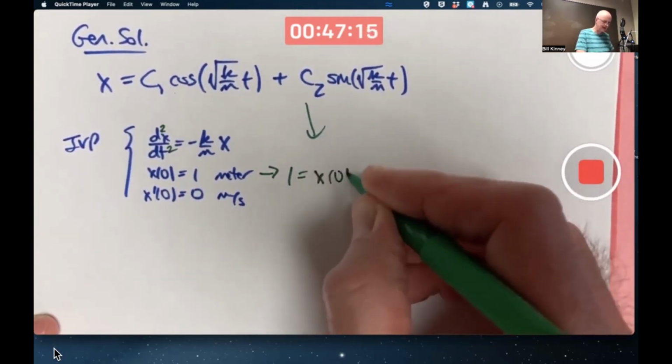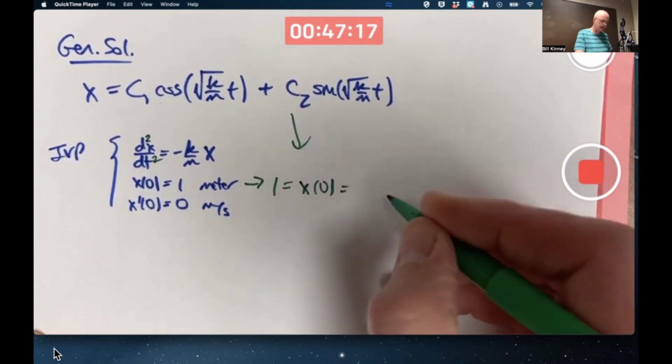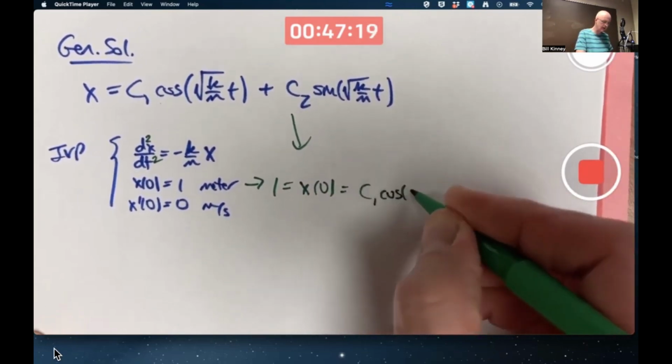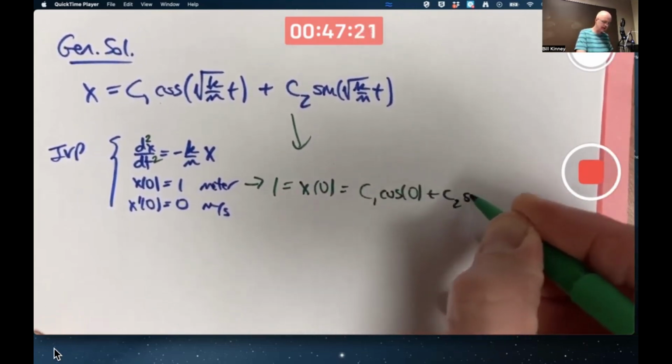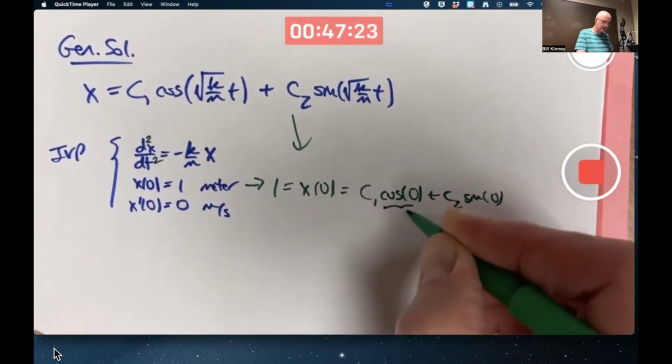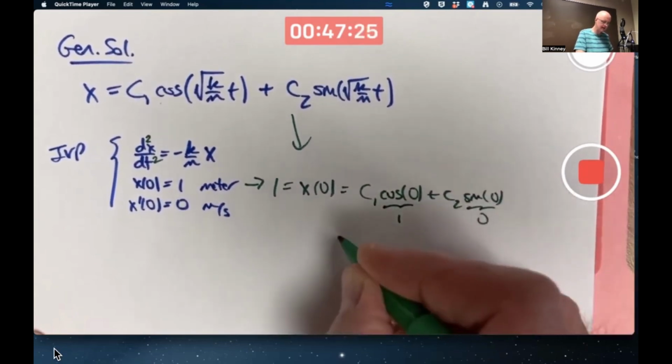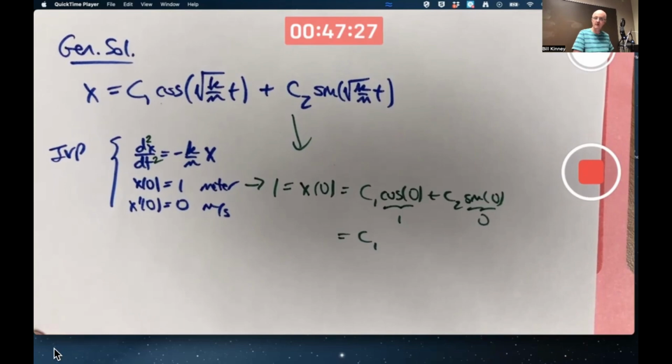If this is x of 0, plug in t equals 0, and get c1 cos 0 plus c2 sine 0. Cos of 0 is 1, sine of 0 is 0. This simplifies to c1. C1 is 1. That's nice. What about C2?